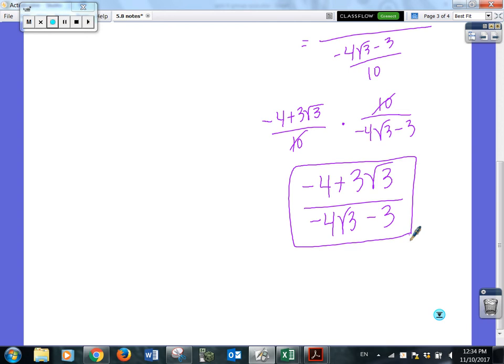You could factor, someone earlier said, why do we have all those negatives? You could factor out a negative 1 and cancel it, but all that does is change all the signs. So you could change all the signs, that's the same thing, but there's no need to factor that out and do that.